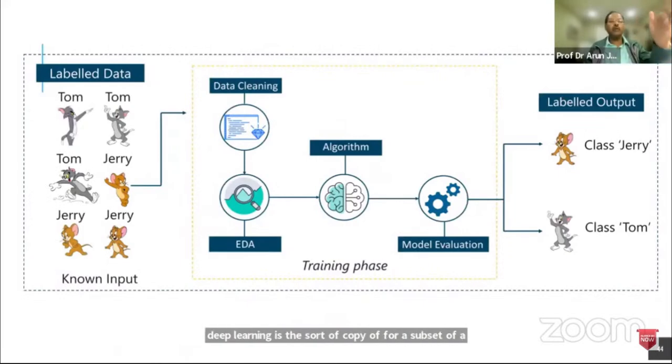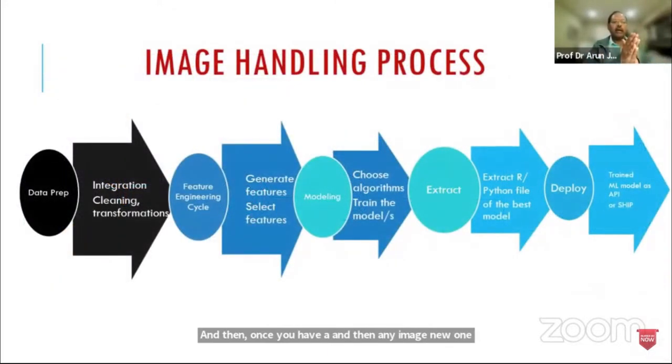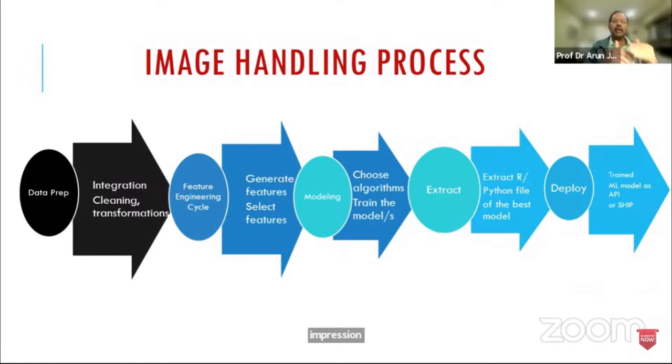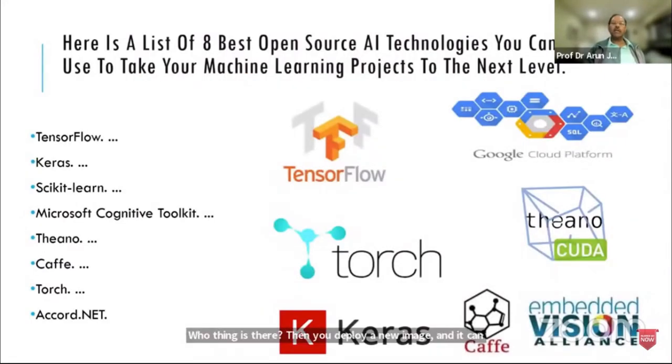Let us give an example. Suppose you have labeled data, images of Tom and Jerry, and once you run a lot of learning algorithms, at the end, any image given has to be classified as to which is Tom and which is Jerry. The first step is data preparation, where all the images are integrated, and then we have the feature engineering cycle to find out which features are positive. In supervised machine learning it generates the features, builds models and algorithms, and afterwards we deploy a new image and it can give a classification.